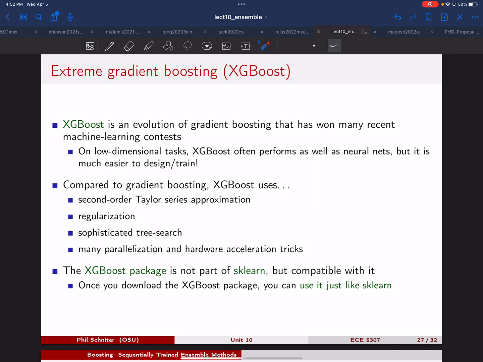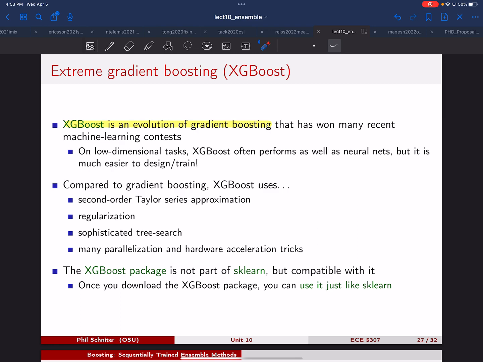So what is XGBoost then? Okay, it's very similar to gradient boosting. It's basically an evolution of it. Rather than just computing a gradient, it considers a second-order Taylor series approximation from which you can get a gradient but also a curvature. It uses regularization. We'll see. It uses a pretty sophisticated tree search and many parallelization and hardware acceleration tricks. So I'm only going to talk about the first of these. I'm not going to talk about the rest at all, but if you want to read the paper, it gets into a lot of details about that stuff.